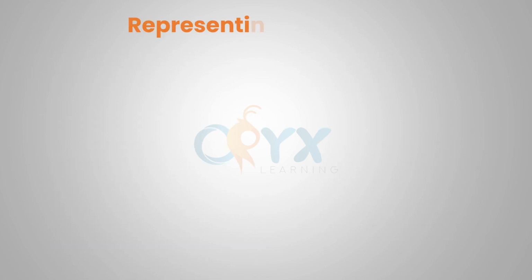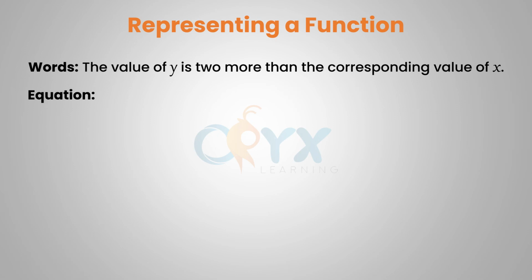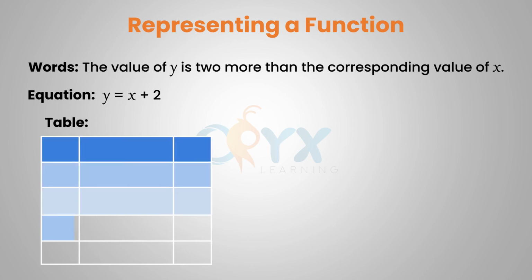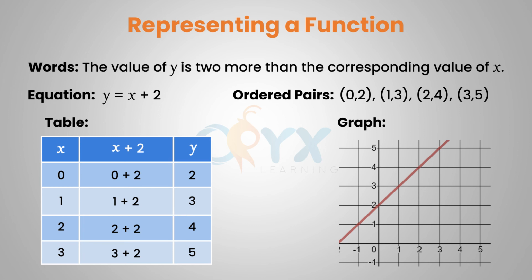Remember, when representing a function, there are multiple ways we can do it. One way is in words. For example, the value of y is 2 more than the corresponding value of x. We can represent that in an equation, y equals x plus 2, in a table with ordered pairs (0, 2), (1, 3), (2, 4), (3, 5), or we can graph those ordered pairs and make a graph.